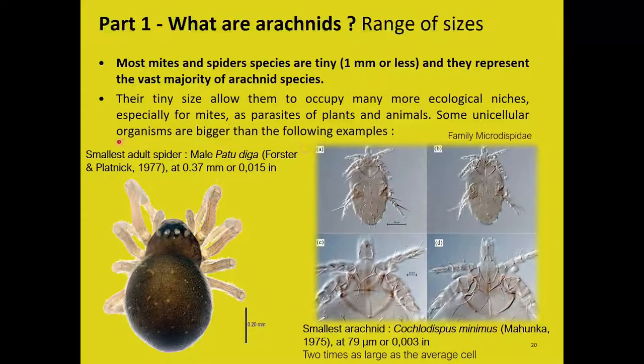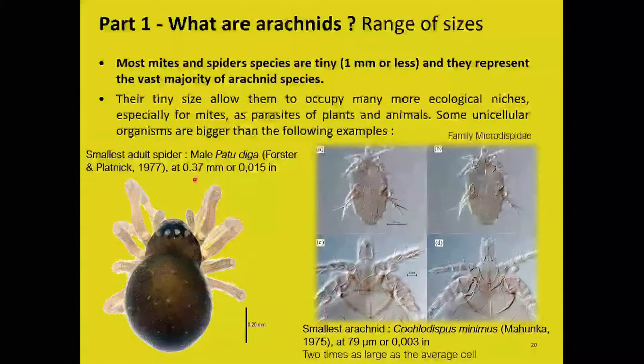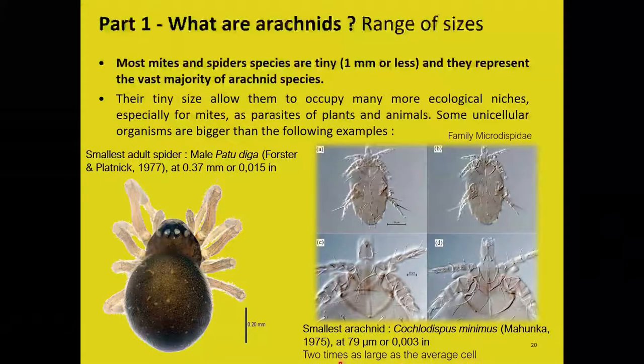Now for the smaller arachnids, one of the smallest animals on Earth. Well, actually, most spiders and most mites are tiny, and they are the majority of arachnids. It means that there can be a lot of parasites of plants and animals, and some amoebas, for example, are bigger than these creatures. This is the smallest spider, which has a cute name, Patu digua, and this is one of the smallest mites. It's actually 2 times as large as the average animal cell, at 79 micrometers.